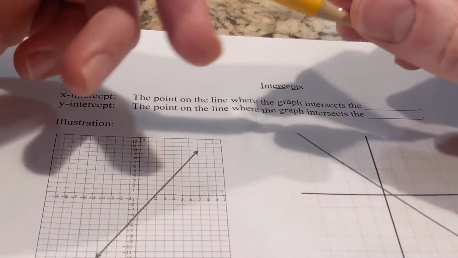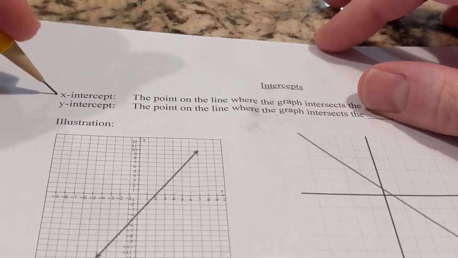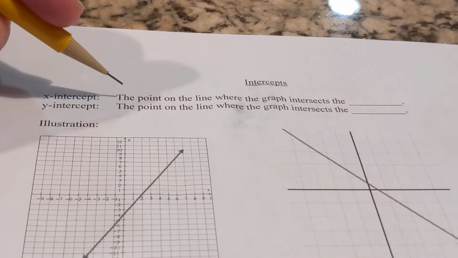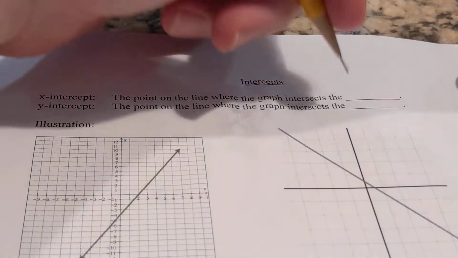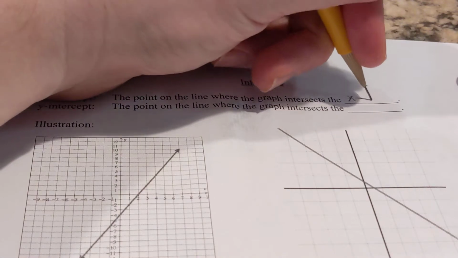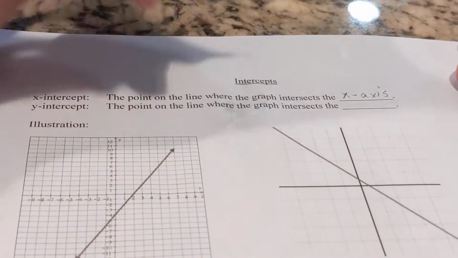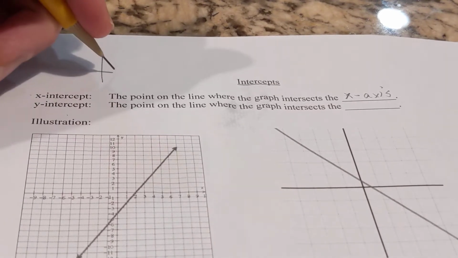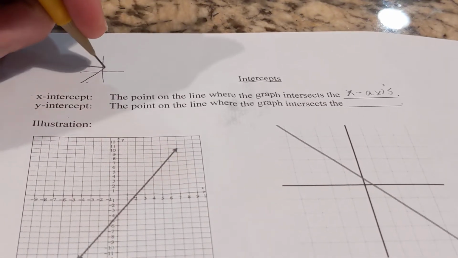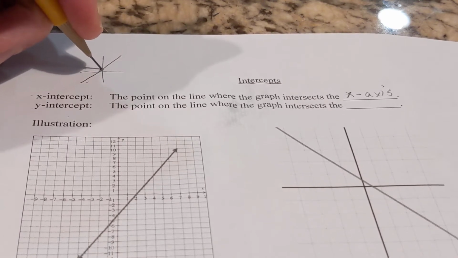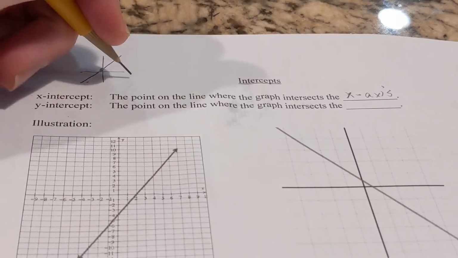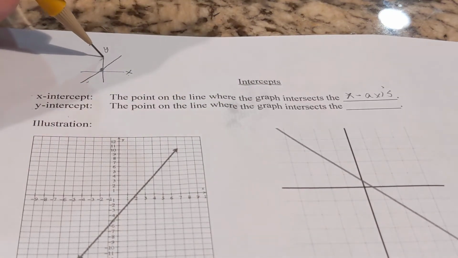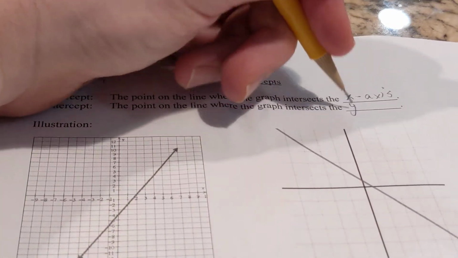In this video, we're going to talk about intercepts, specifically x and y intercepts. Okay, so first some definitions. The x-intercept is the point on the line where the graph intersects the x-axis. We haven't worked with x-intercepts yet. We've worked with y-intercepts. Y-intercepts are like here. Whatever this point would be, that would be the y-intercept. So that is the point on the line where the graph intersects the y-axis.